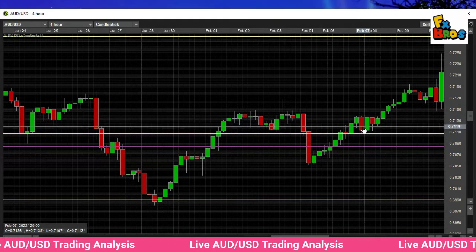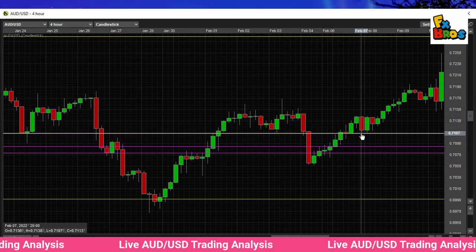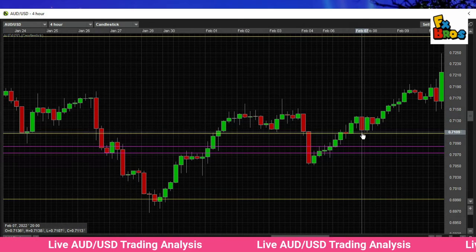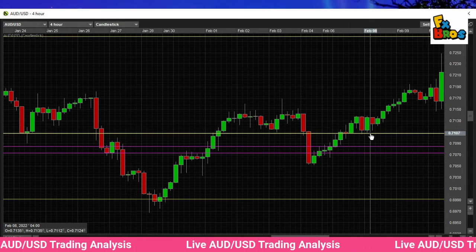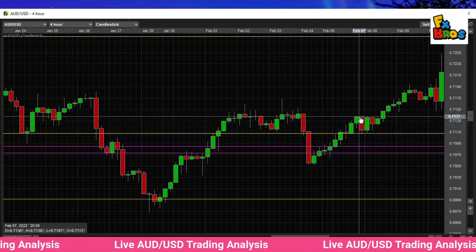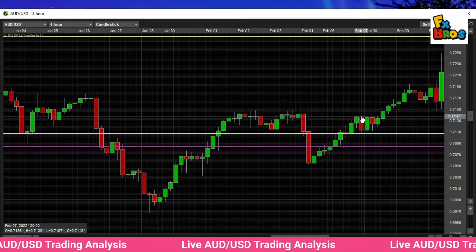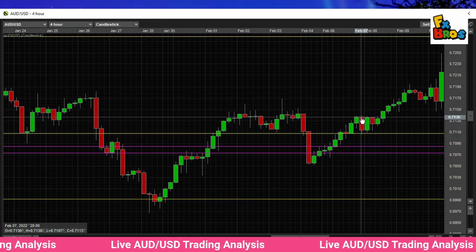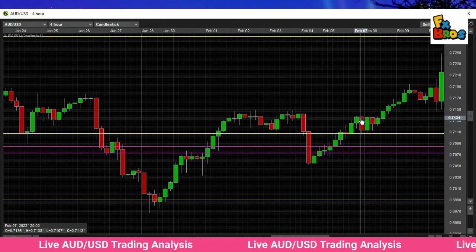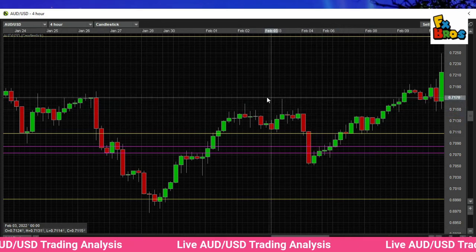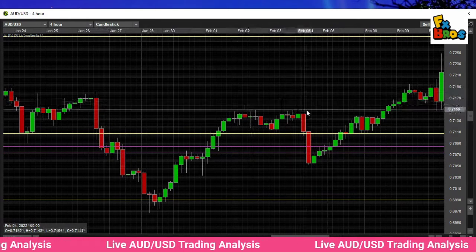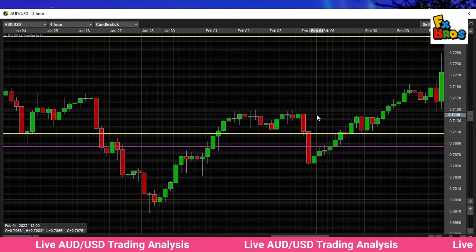So chances are it would have got stopped out. But if it did, I now have an area of support right here and an area of resistance right here. And guess what? We could wait for another breakout to test this high or these highs right here. Simple as that. Wait for another breakout.